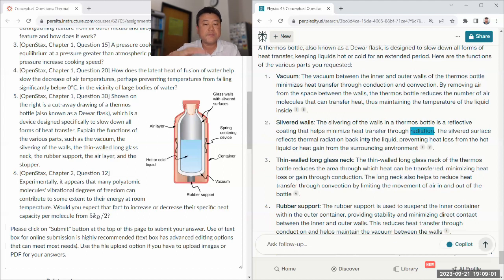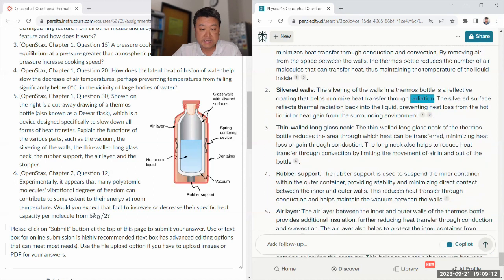Silvering reduces the emissivity of the material. If a black body has one, a well-silvered wall might have something like 0.01, a much lower emissivity, meaning radiative cooling is less, or radiative heating is also less. Reflection, sure, you can describe it that way.